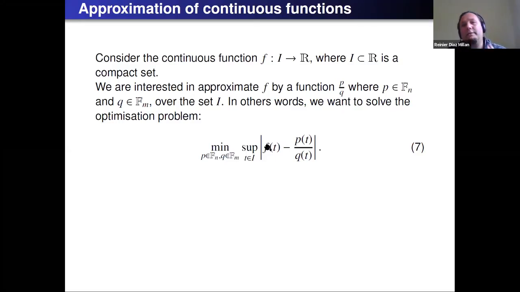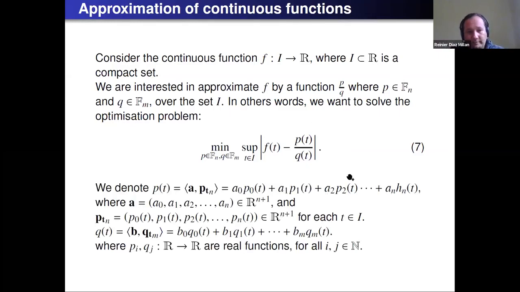Take a function and try to approximate it by a rational function. Rational not in the sense of polynomial, but just one function over another. Note that p and q are not necessarily the same kind of function. For example, p can be a polynomial and q can be a polynomial in, instead of t, a sine of t or something. Then it's not necessary to be the same kind of function both in the top and the bottom.